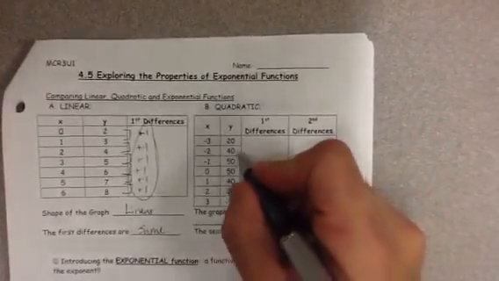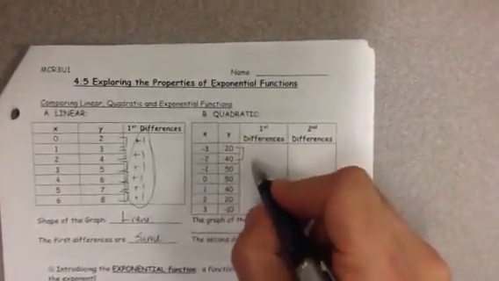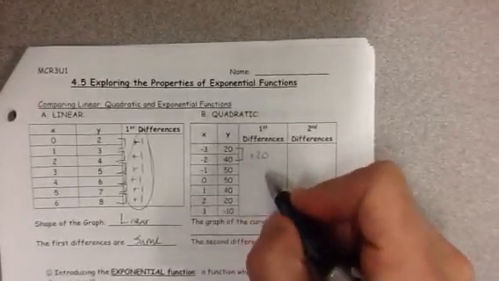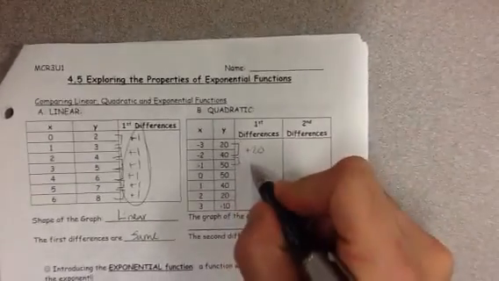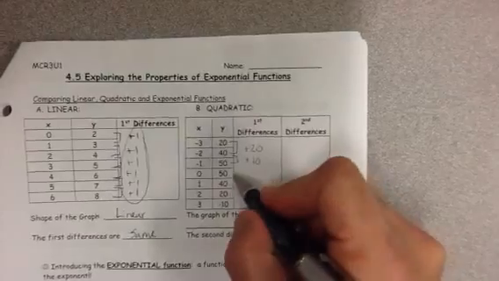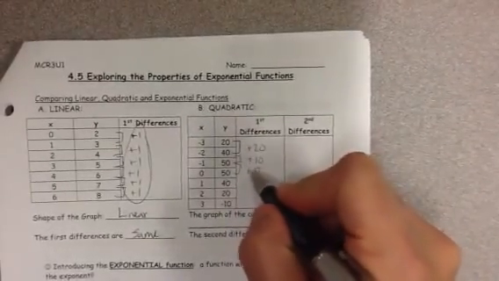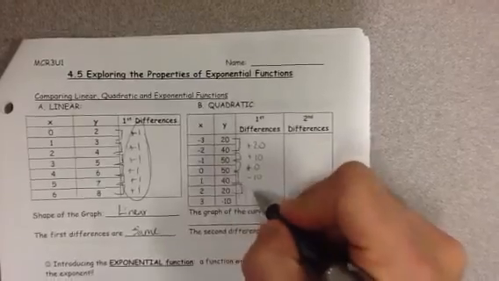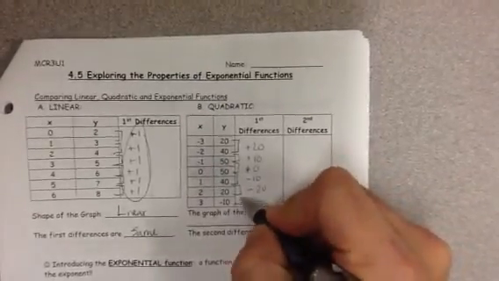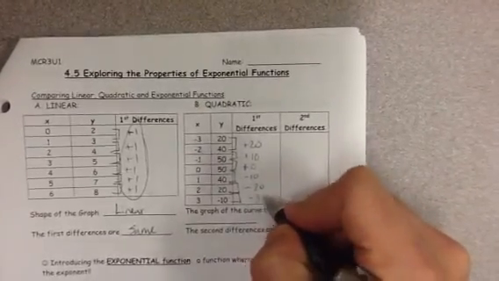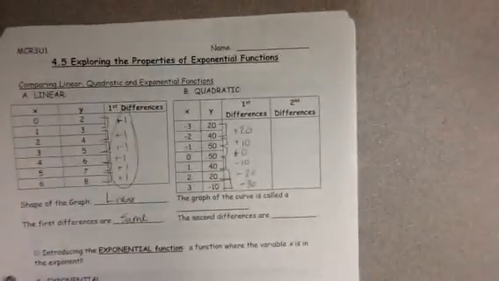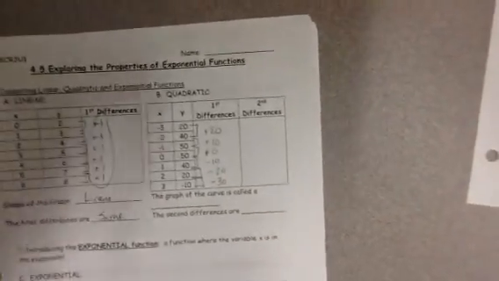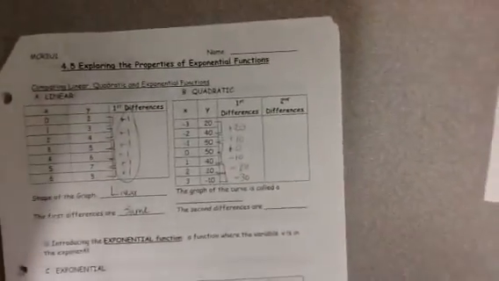Now, if you go to take your first differences and do 40 minus 20, it's going to give you positive 20. You do 50 minus 40, that's going to give you positive 10. 50 minus 50 is just 0. 40 minus 50 is negative 10. 20 minus 40 is negative 20. And negative 10 minus another 20 is negative 30. So you actually end up with the first differences not being the same.